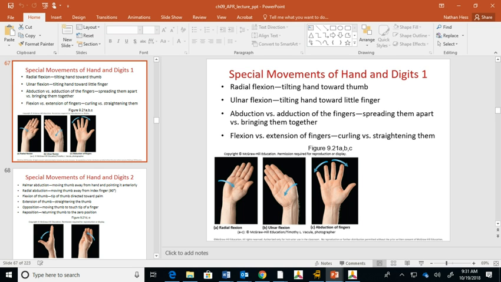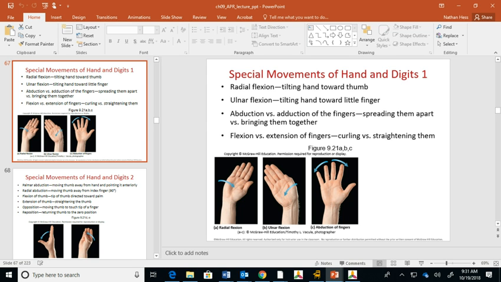Abduction. Abduction, though that's not really because we're just in abduction. Okay? And then we're bringing them together is adduction. If I bend my fingers like this, what do you think?